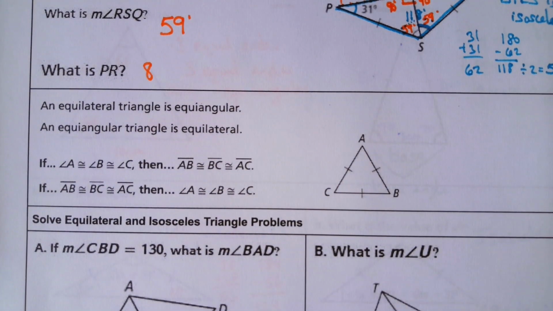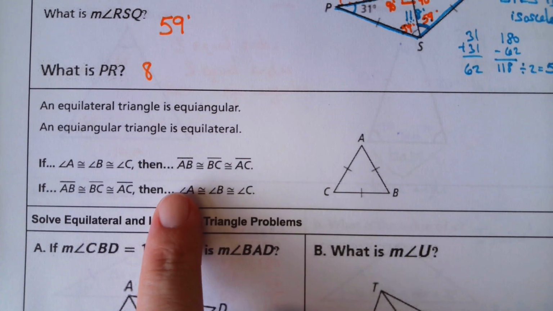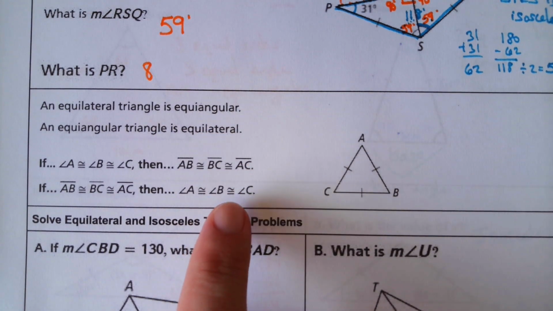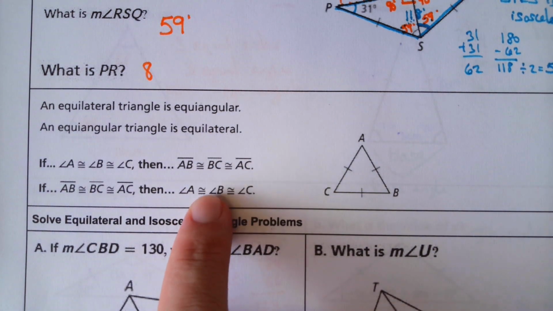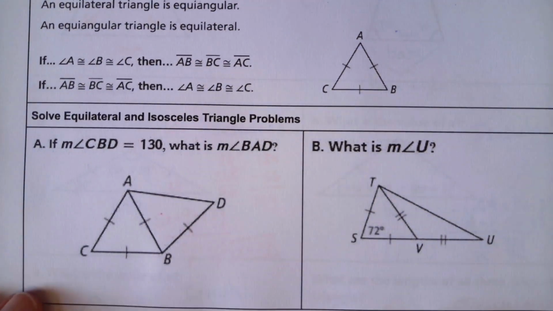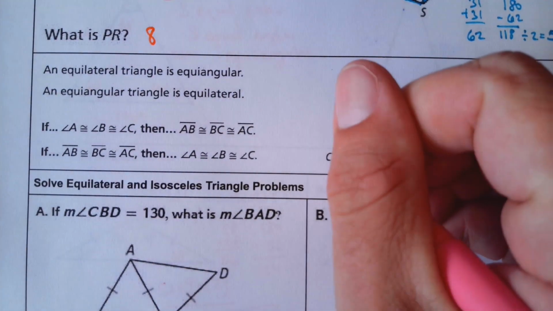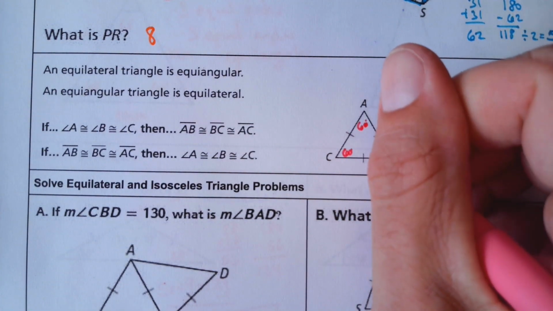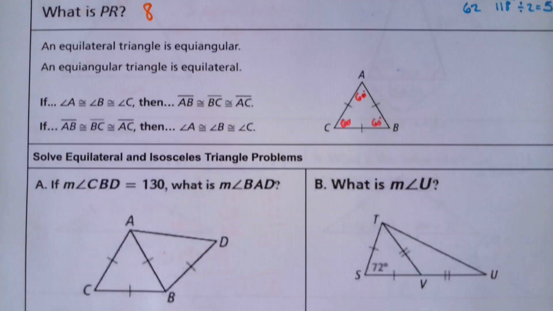So come down. So just a reminder, because we're going to get some equilaterals in here. Equilateral triangle is equiangular, so equal angles. And then also going to be equilateral, so equal sides. So equal sides, equal angles. All right, so we're going to solve these problems. Now remember, for this, that all these angles are going to be 60. Because equal angle, 60, 60, 60 adds to 180.